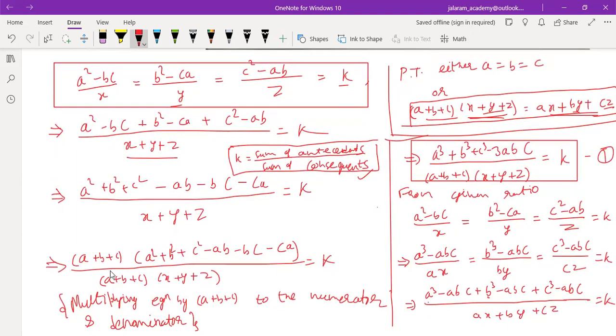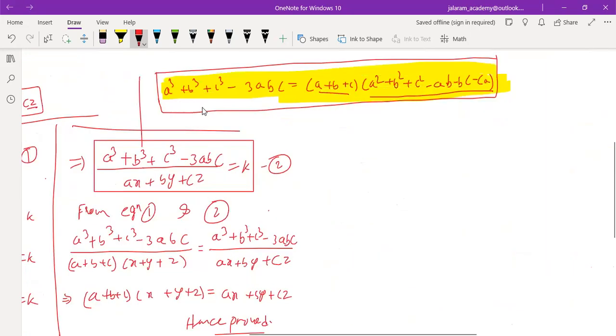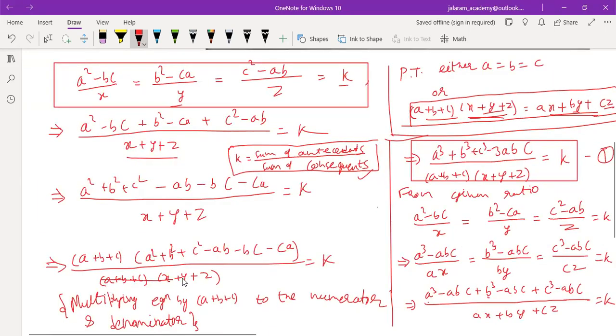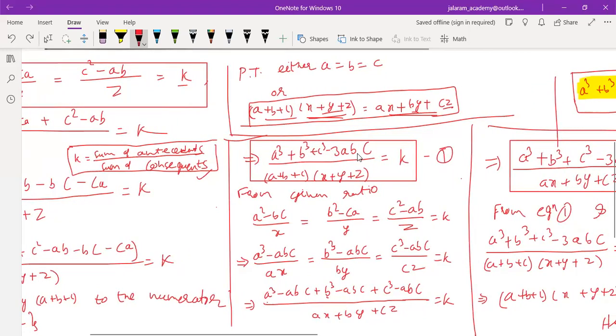If we multiply the numerator and denominator both with a + b + c, it will form the formula which we have written in rough, a³ + b³ + c³ − 3abc. And it is also bringing (a + b + c) with (x + y + z), which we have to bring in our proving. So write it as it is. This is obtained when we multiply by a + b + c to the numerator and to the denominator, to make the numerator a³ + b³ + c³ − 3abc, and the denominator remains the same: (a + b + c)(x + y + z) equals k.